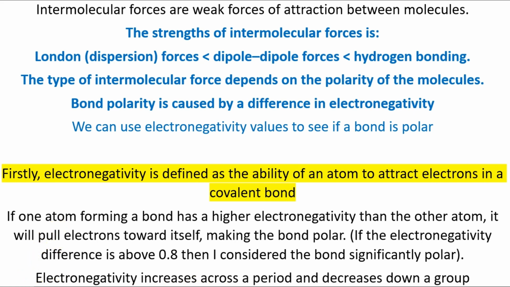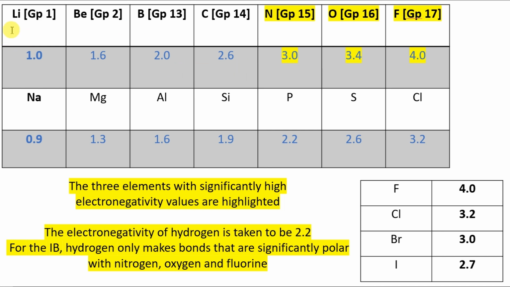Electronegativity increases across a period and decreases down a group. Here we see the elements in period 2, starting with Li, lithium, in group 1, and in period 3, starting with Na, sodium, in group 1. Firstly, I see that as I cross a period, electronegativity values, shown in blue, gradually increase in both periods.